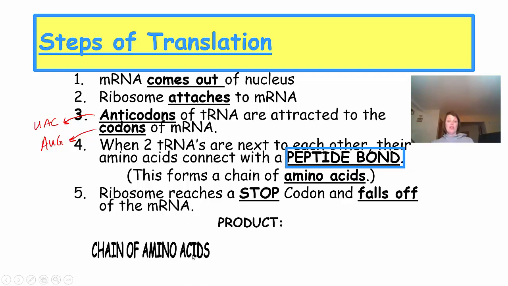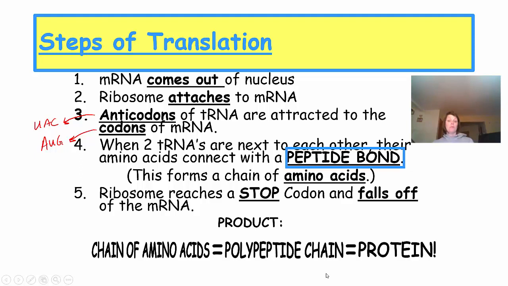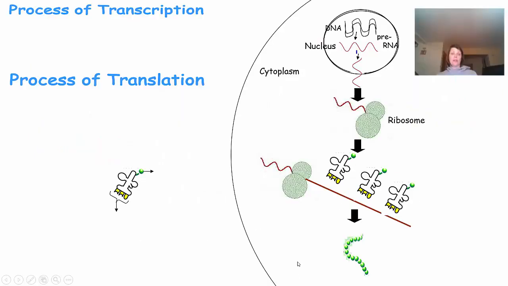The product is going to be a chain of amino acids, which we can also call a polypeptide chain, which is a protein. Poly means many. Peptide refers to the bonds that are being formed between our amino acids, and then you got your chain.